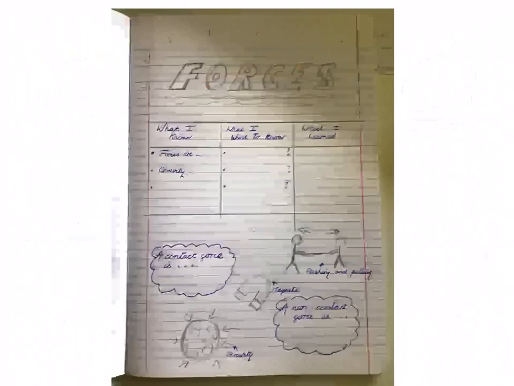Then you need to write 3 things that you would like to find out. What do you want to know? So if you're doing these as a question, they should have a question mark at the end. If it's a statement, then obviously it doesn't need a question mark. Again, 3 things that you would like to know, and you're not filling in the what I learned section yet.